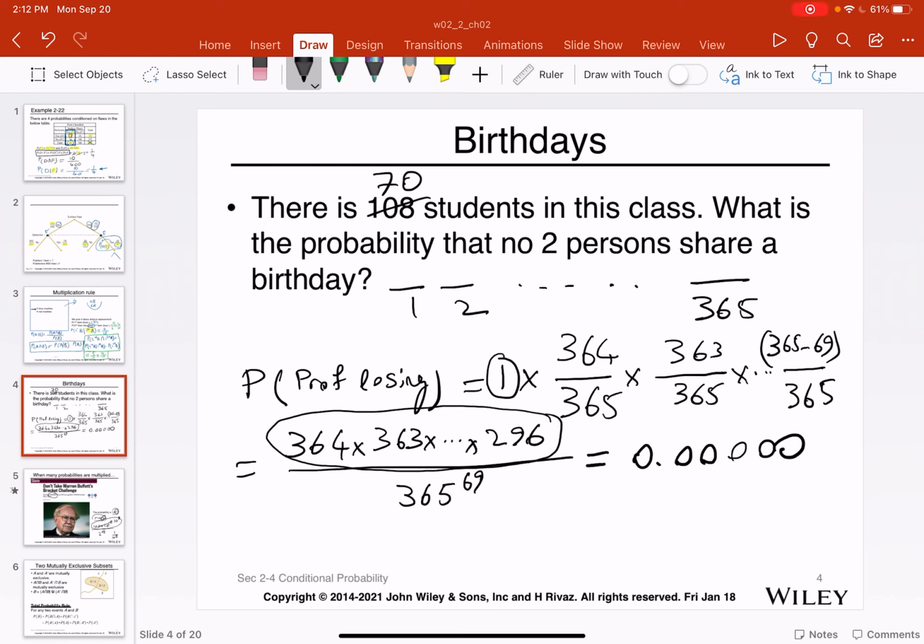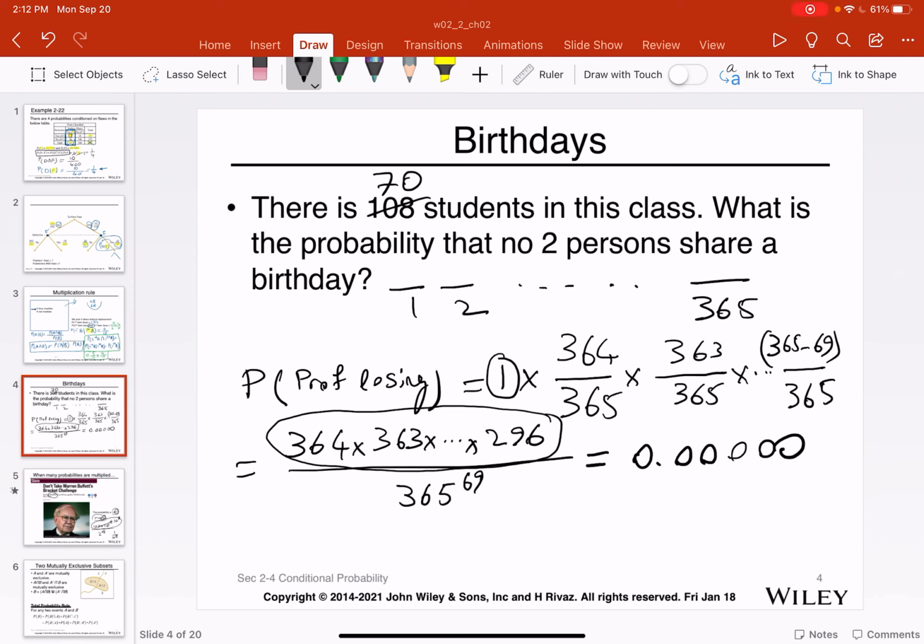So for sure, in this class right now, two people have exactly the same birthday. If you want, it's going to take some time, but I'm sure even in this half, if we start from here, we are going to find two people who have the same birthday. Yeah, it is counterintuitive, but that is the case.